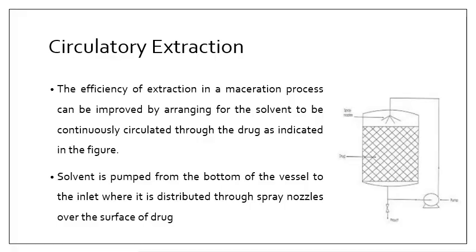The circulatory extraction is also a type of continuous extraction. In this, similarly, the solvent or the menstruum is sprayed onto the drug, and the extract that is collected at the bottom is again circulated through the pump onto the drug, and more extraction is carried out from the crude drug. The efficiency of extraction in the maceration process can be improved by arranging for the solvent to be continuously circulated through the drug, as indicated in the figure. Solvent is pumped from the bottom of the vessel to the inlet where it is distributed through spray nozzles over the surface of the drug.